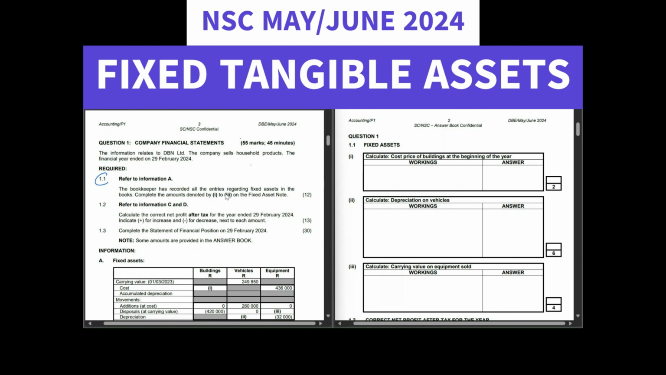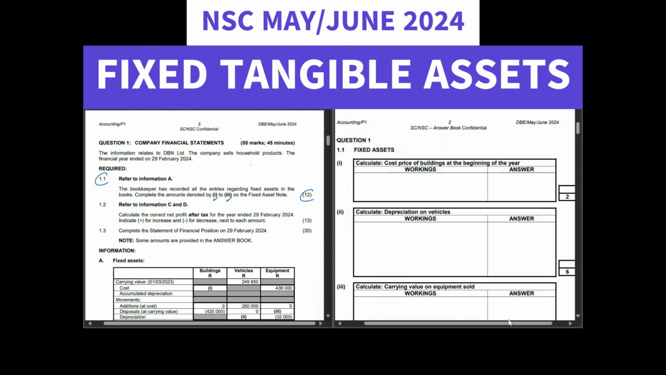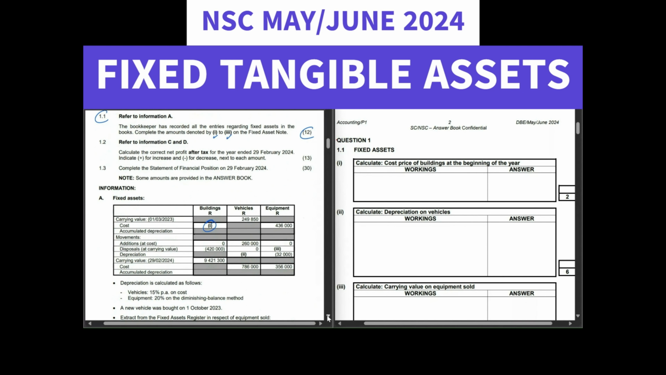The bookkeeper has recorded all the entries regarding fixed assets in the books. Complete the amounts denoted 1 to 3 on the fixed asset note, for 12 marks. Okay, so let's begin with number 1. Number 1 is over here under our buildings, and we are required to calculate the cost of buildings at the end. So you will see that in this question they did it differently. In most cases you would be given additions, but in this case you were given a disposal. And the examiner wanted to see, are you able to come back to the cost at the beginning?